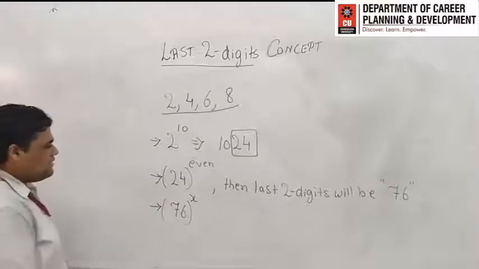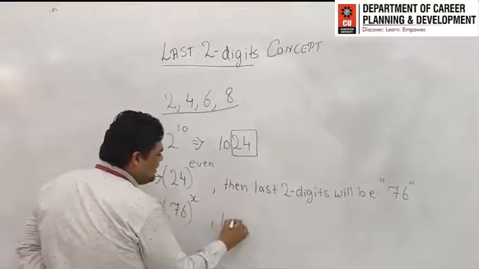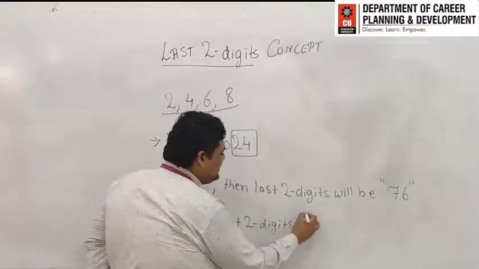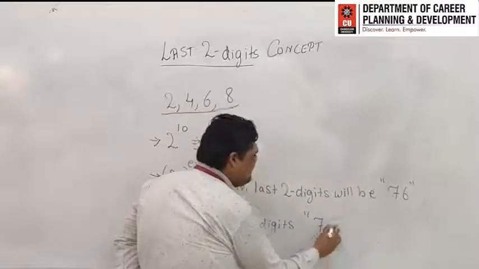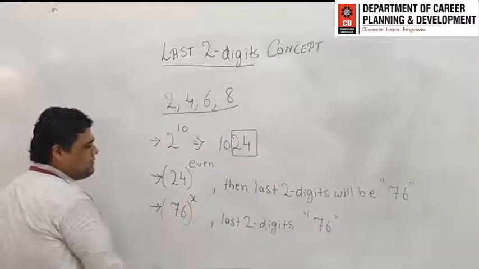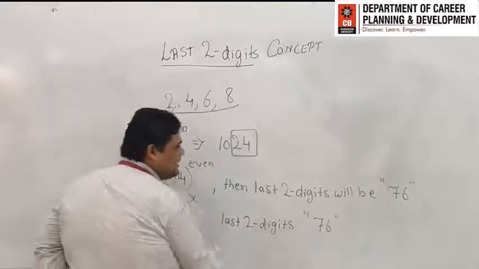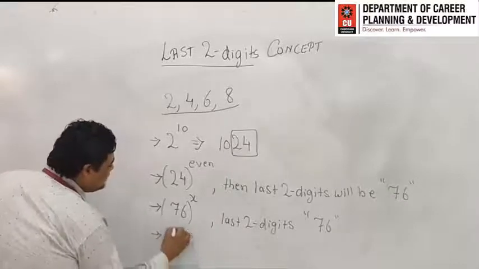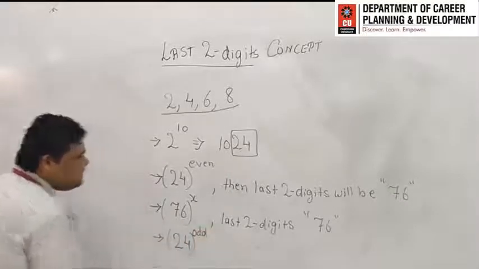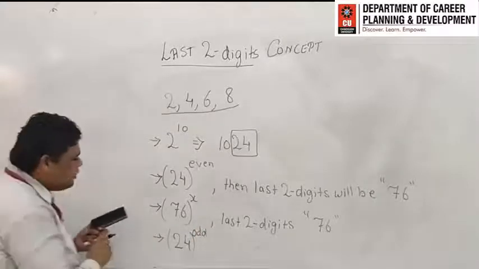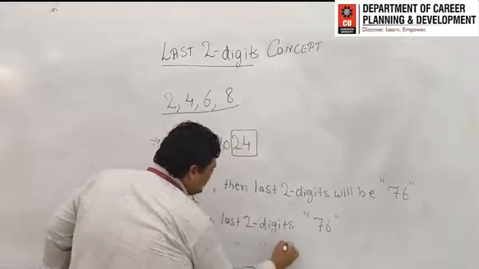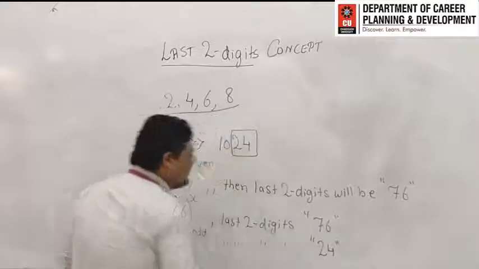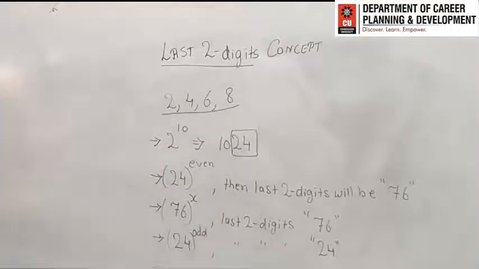And 76 raised to any power x, the last 2 digits will remain the same as 76. There will be no change in it. 76 raised to any power, the last 2 digits will remain as it is, which is 76. And at the last, whenever 24 is raised to an odd power, then the last 2 digits of this number will be 24.